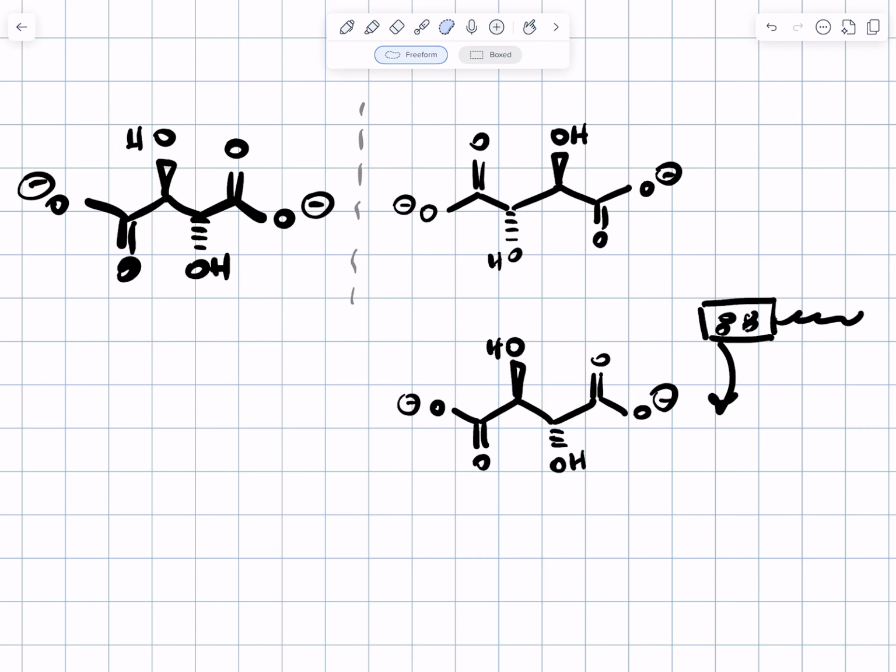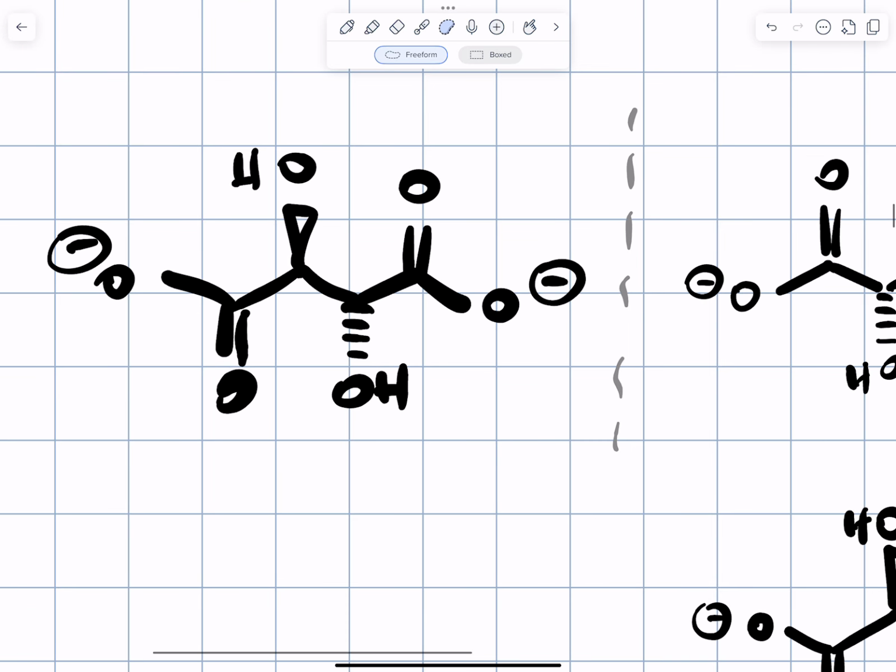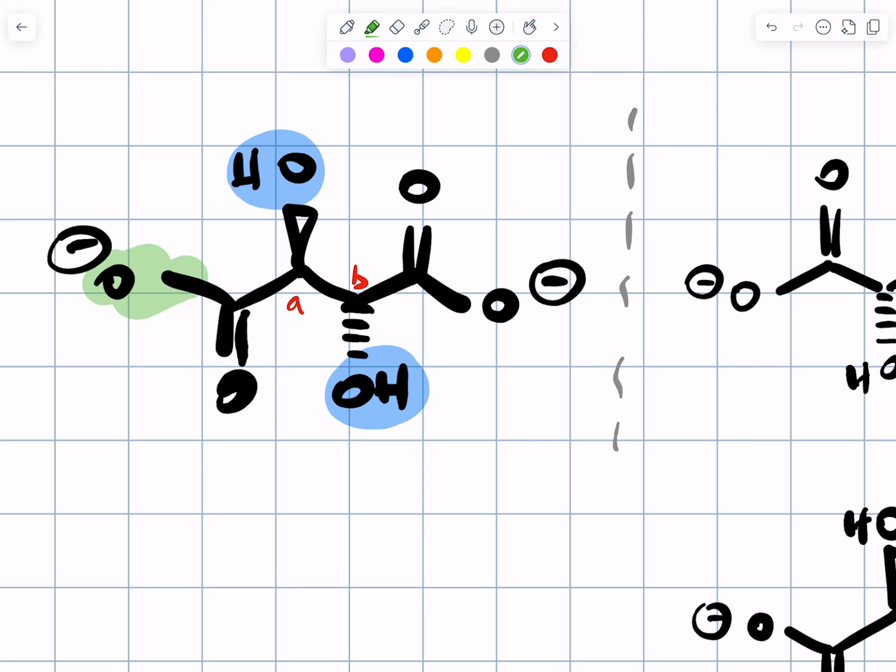The second way is for you to realize, if I look at carbons A and B in the middle, I notice that A is attached to an OH group, and so is B. And I notice that A is attached to a carboxylate, and so is B. So that should set off a flag in my head. There's the potential for a meso compound. I need to look for it.